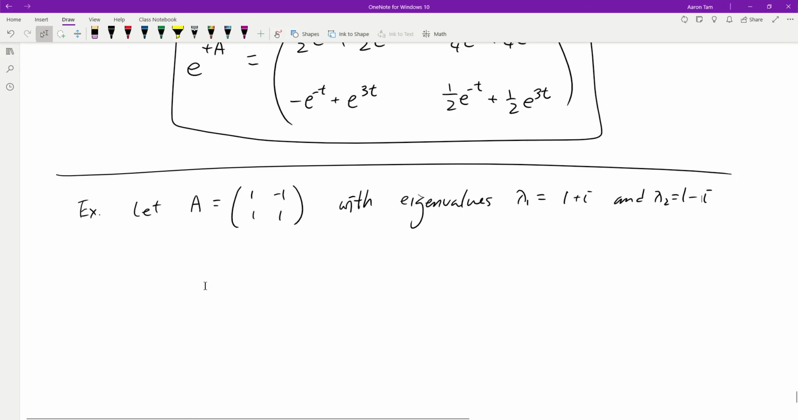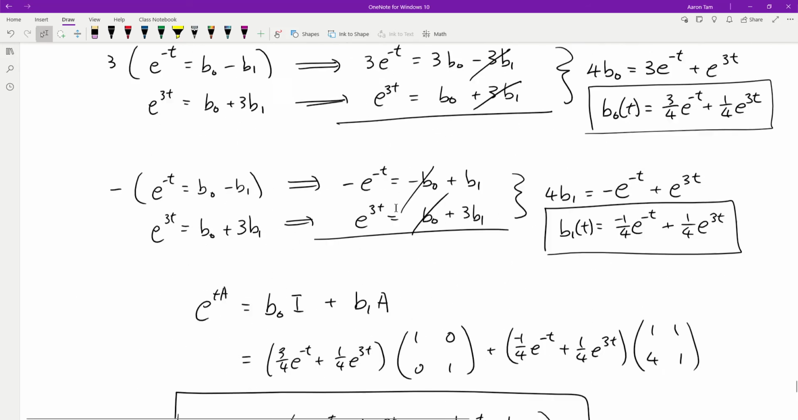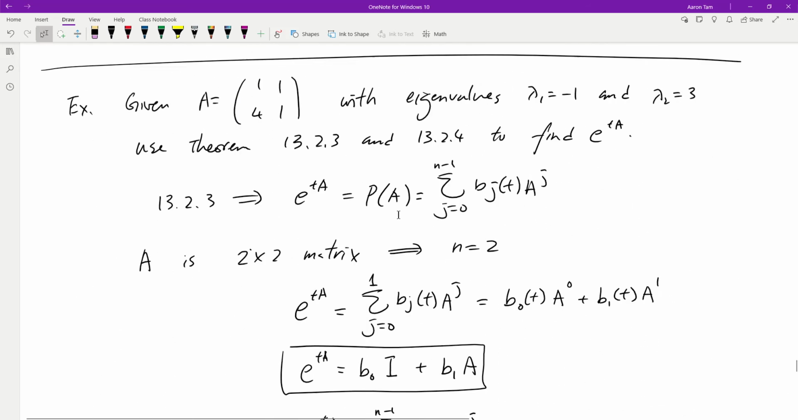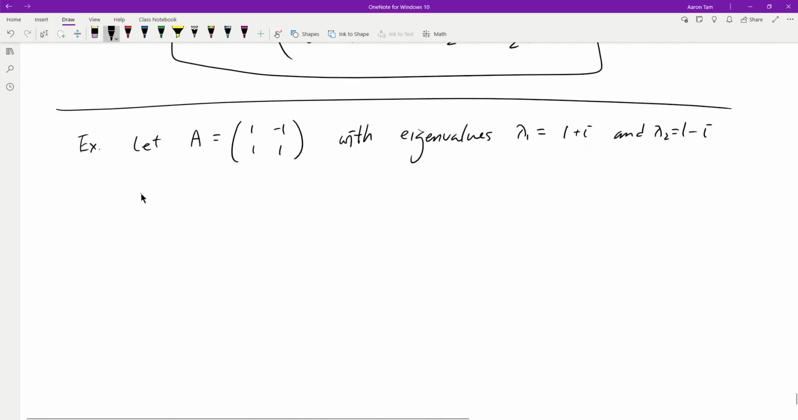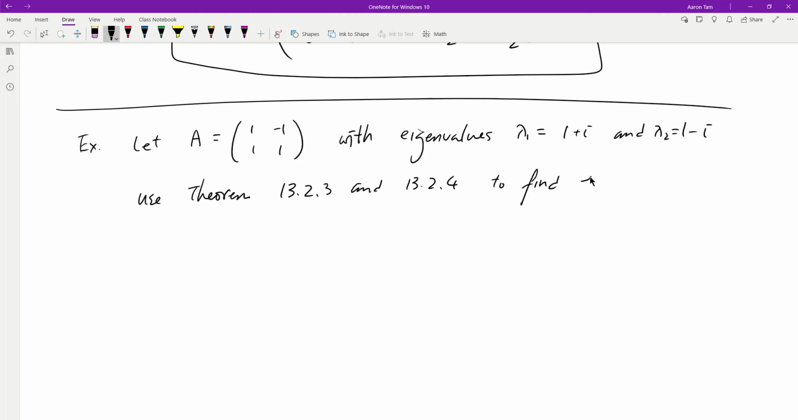Maybe. And the question will be the same as the last one. I'm just going to ask you to use theorems 13.2.3 and 13.2.4 to find e to the tA. You will have a question kind of similar to this where I ask you to use these two theorems, so you have to make sure you know how to use them.